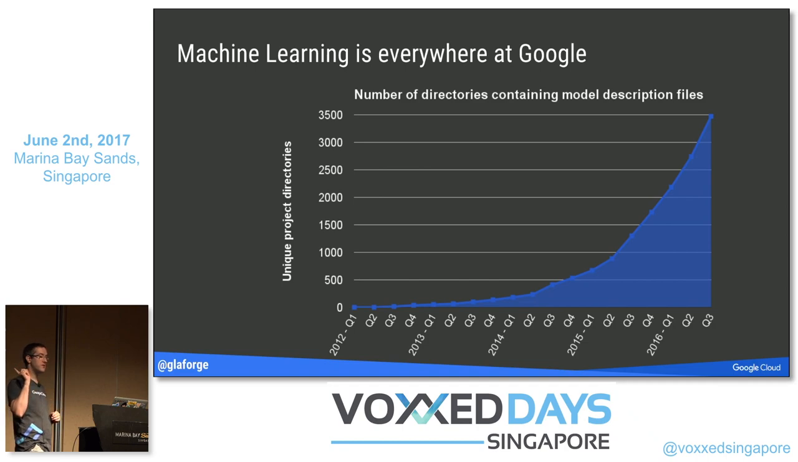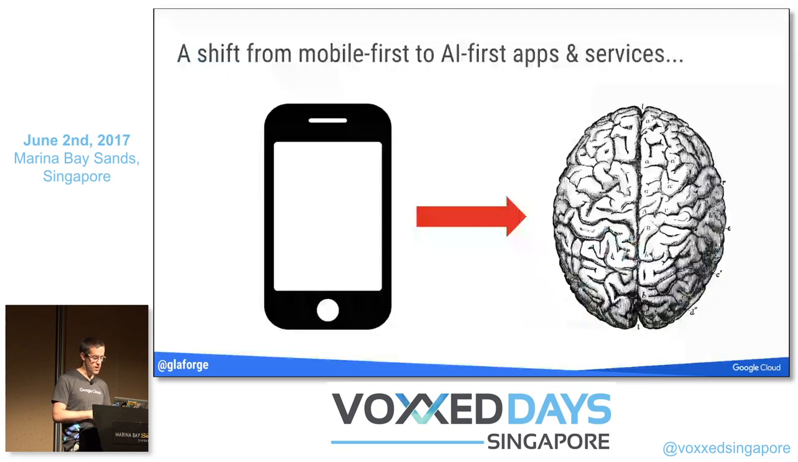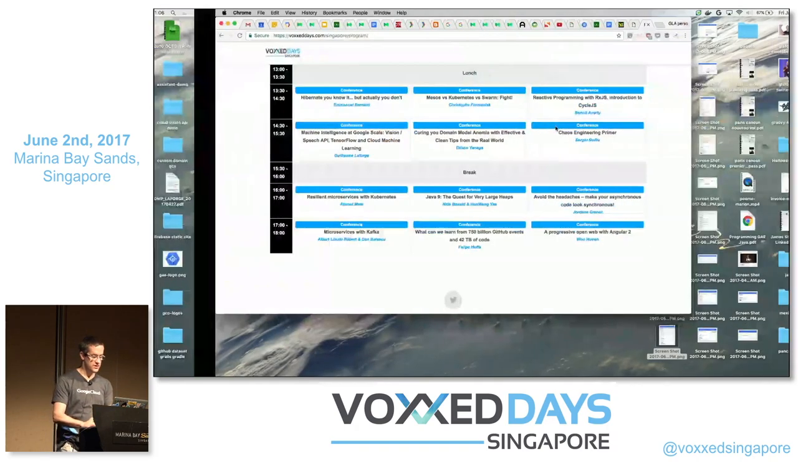And this graph shows the number of directories that actually contain those machine learning model description files. And as you can see, there's pretty much an exponential increase in terms of usage of the machine learning techniques inside Google products and services. Sundar Pichai, the CEO of Google, said on a few occasions already that we're moving from being a mobile-first company to being an AI-first, artificial intelligence company.